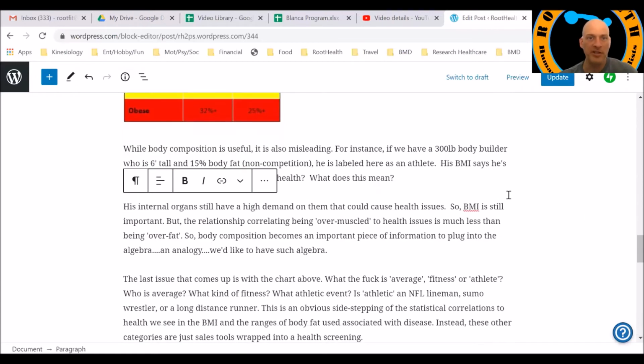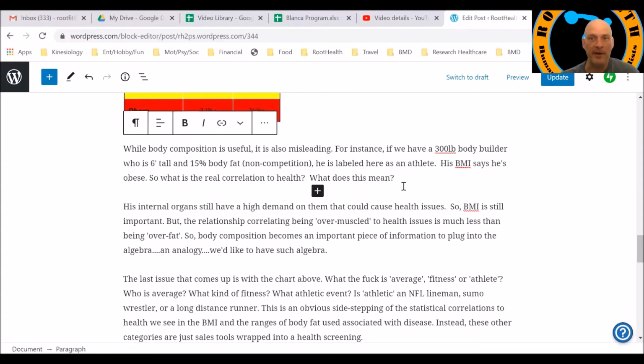While body composition is useful, it is also misleading in some ways. For instance, if we have a 300-pound bodybuilder who is 6 feet tall and 15% body fat, we'll say that's non-competition, because in competition it'll be a lot lower than that. He is labeled here as an athlete. His BMI, though, says that he's obese.